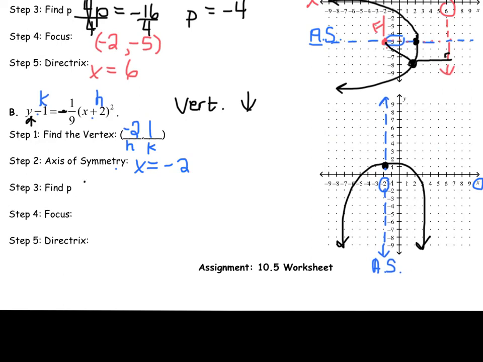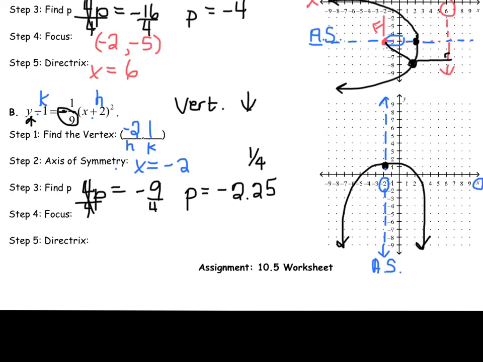Now I need to find p. 4p equals that number, negative 9. So we divide by 4, and we're going to get a decimal. We're going to get p equals negative 2.25. 0.25 is a quarter, like 1/4, so we can just kind of estimate where that should be.